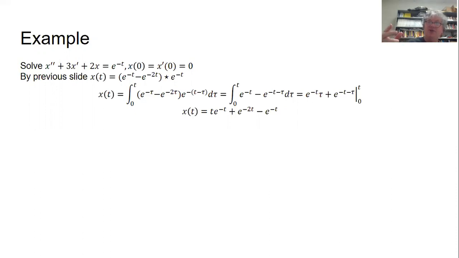Again, showing you why engineers love their Laplace transforms. Okay, and that is all the material for our class.